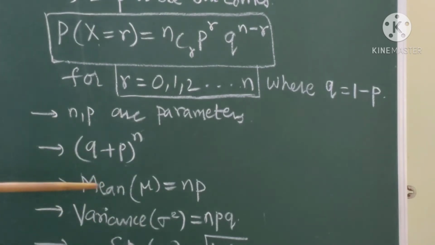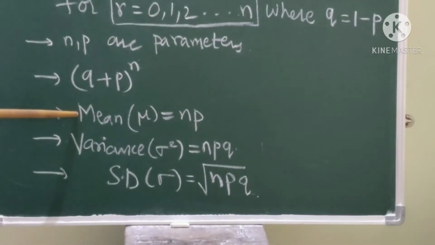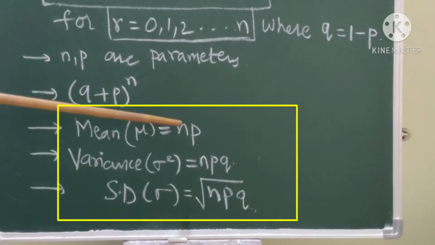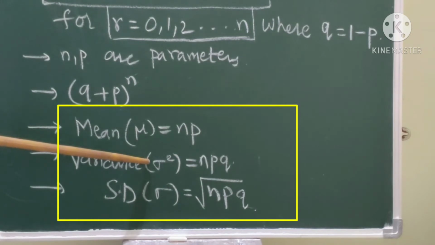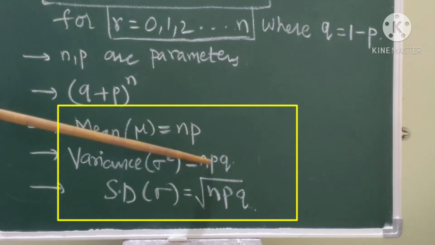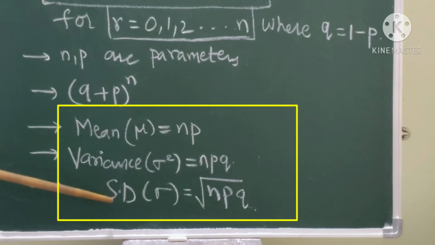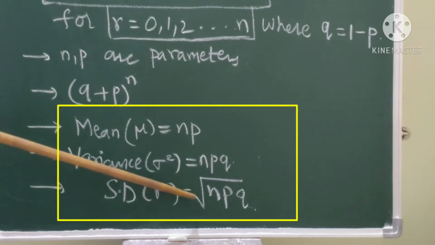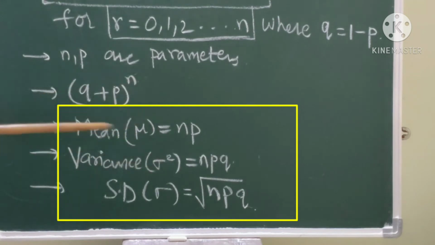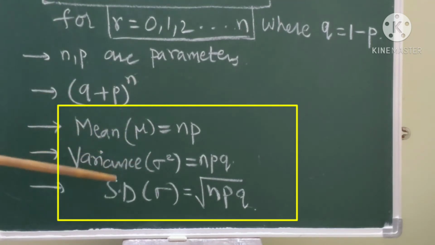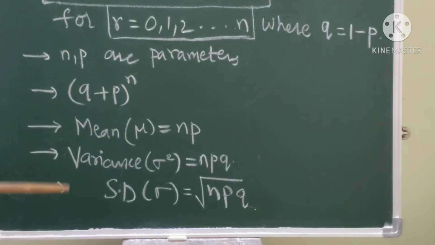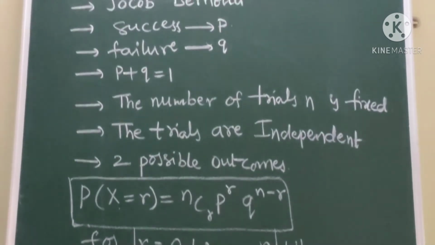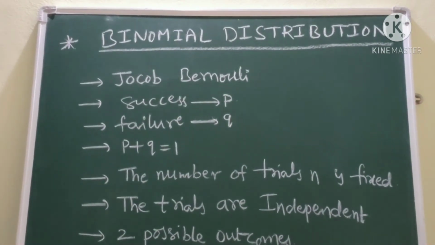Next, the mean of the binomial distribution, that is mu, is equal to N into P. Variance, the symbol of variance is sigma square, is equal to NPQ, N into P into Q. Standard deviation sigma is equal to under root NPQ. The proofs of mean, variance and standard deviation are not in the syllabus. So this is the explanation of binomial distribution or Bernoulli distribution.